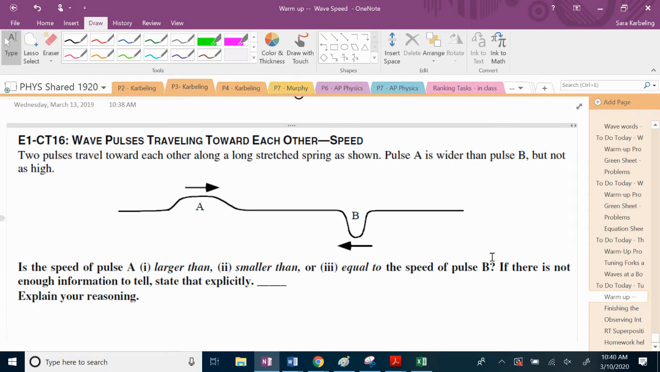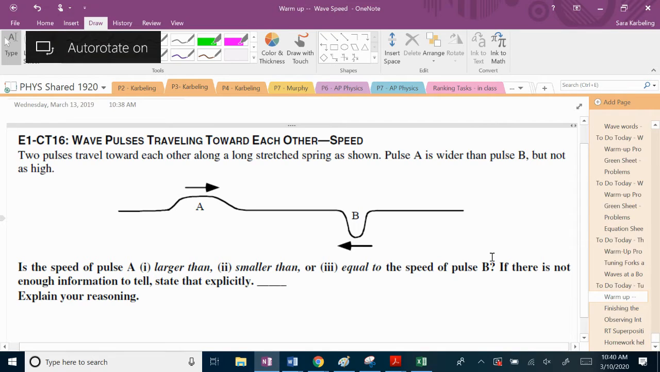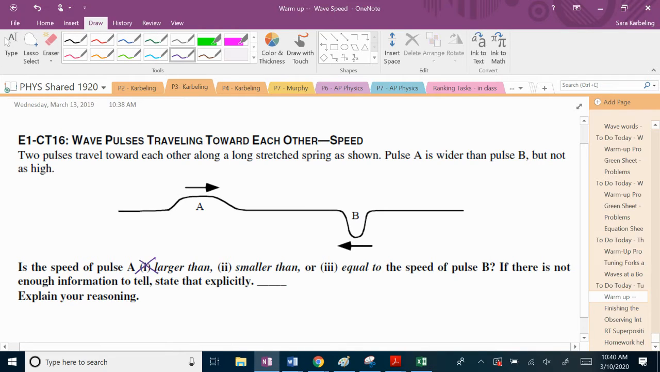Okay, that's a lot of hands, but I want to make sure, is anybody saying that there is not enough information to tell? Okay, I see a couple of hands for that. All right. Okay, so we got two different things to discuss. I'm just going to make sure that I write this down so I don't forget that you're saying that larger than and smaller than are not accurate.